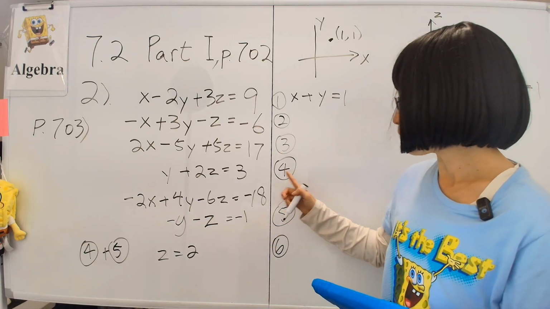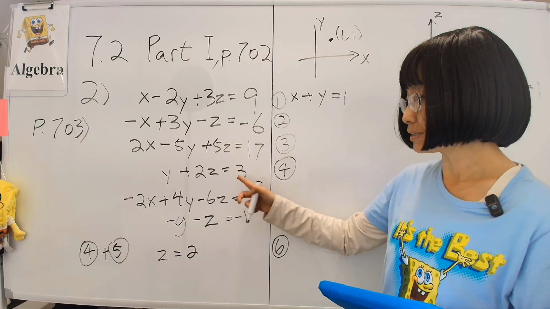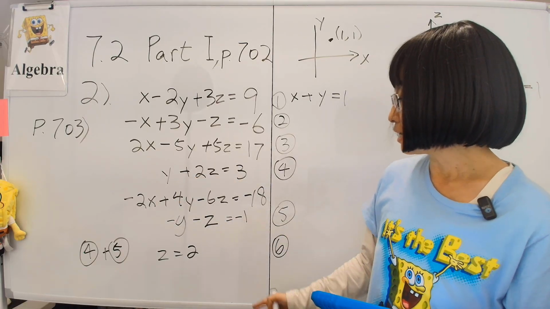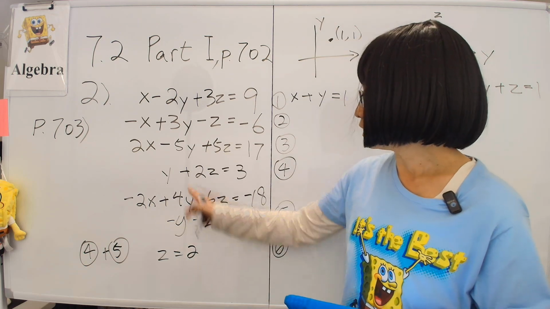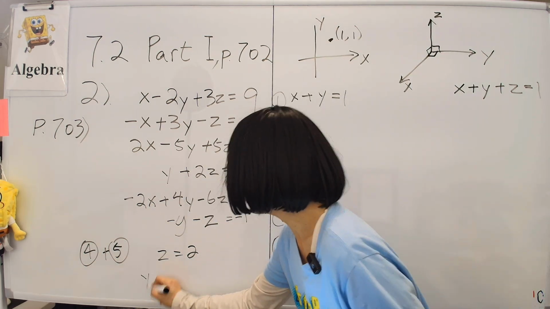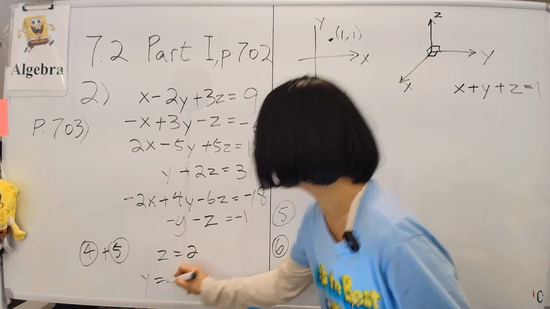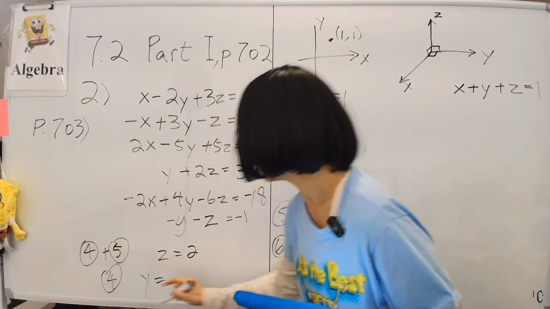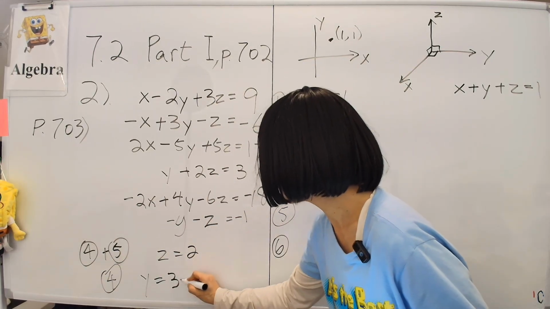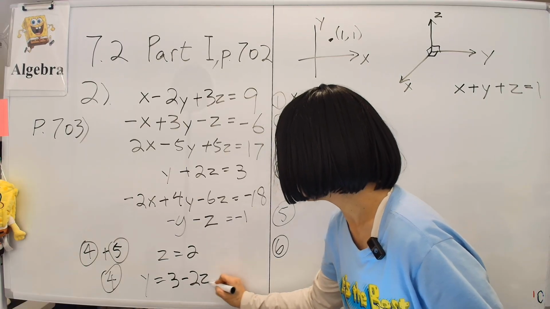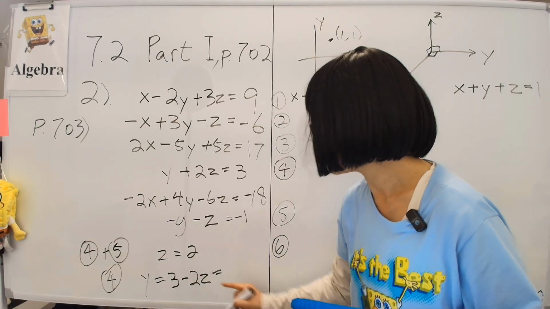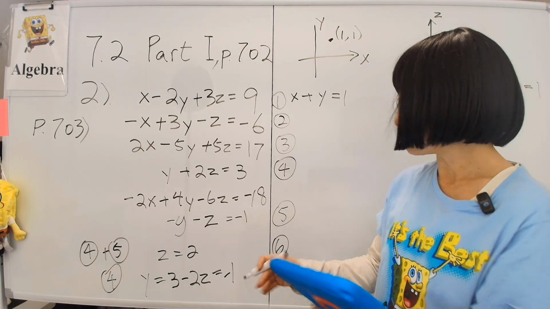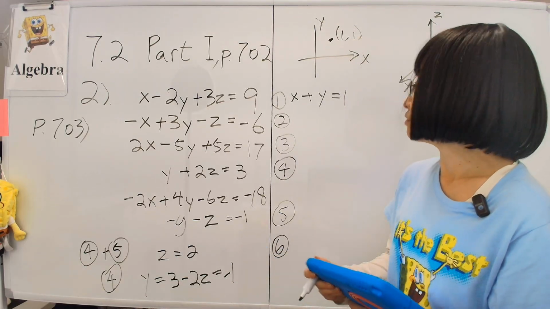We'll first plug it back into this one, because that gives us a quick shot at figuring out what y is. Since z equals 2, then from equation 4, I'll write it down, y equals 3 minus 2z, which is 3 minus 4, right? Z is 2. That would be 1, minus 1. Okay, so y equals minus 1. All right, so far so good.